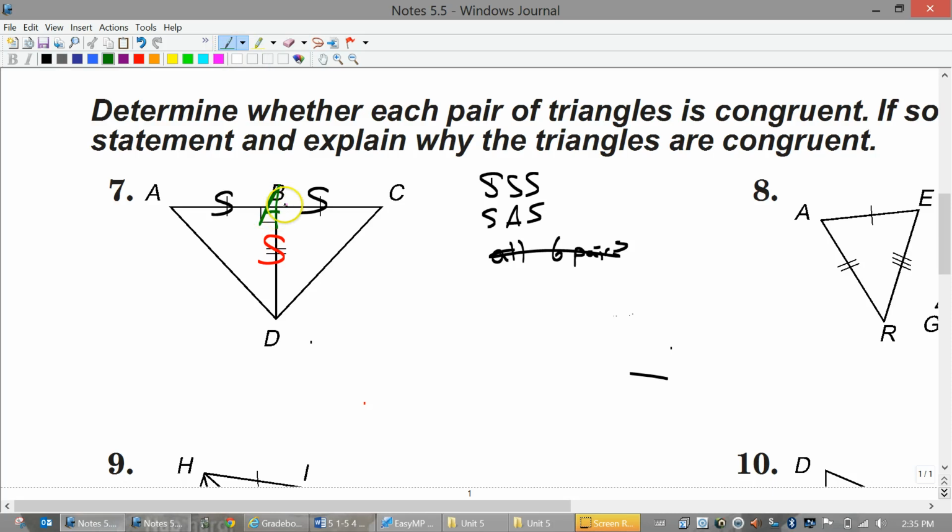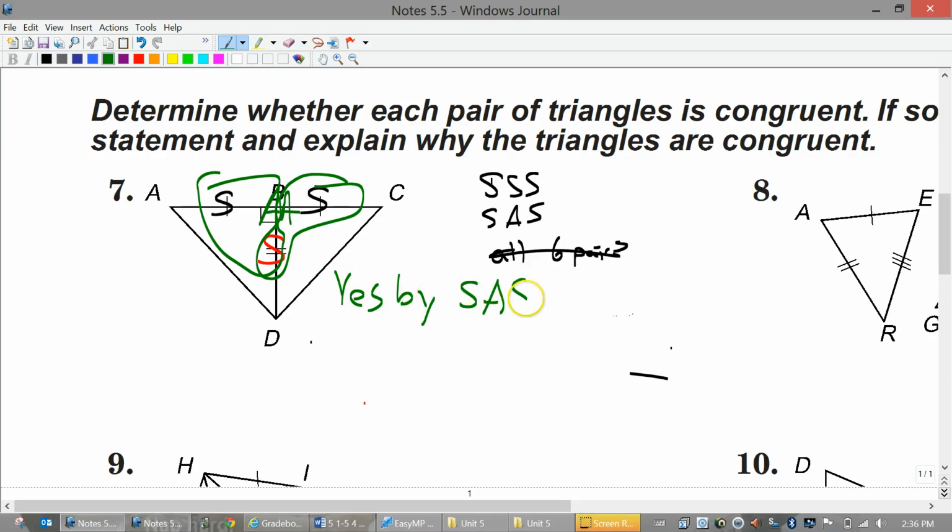Do you see how we have a SAS situation on both? We have a double A together. We have a double S. SAS and SAS. Okay? So, yes, these are congruent. Why are they congruent by SAS? And what's the congruent statement?